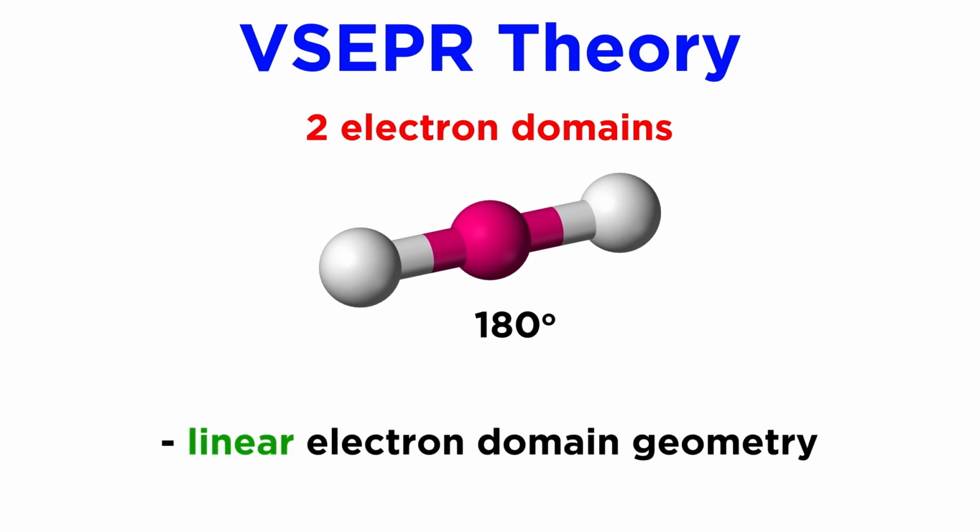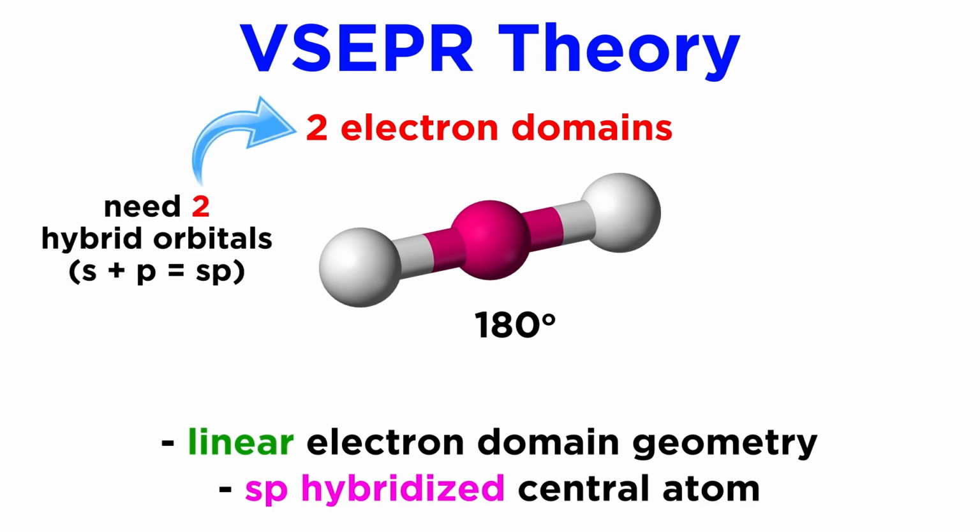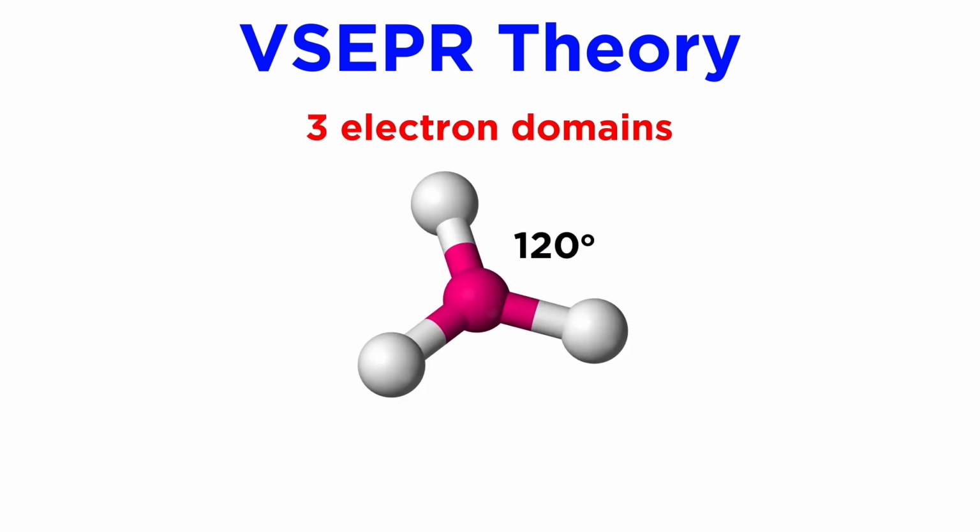This will be called a linear electron domain geometry, and we will call the central atom sp hybridized because it needs to hybridize one s orbital and one p orbital in order to make the two sp hybrid orbitals to accommodate this bonding pattern. We will explain this hybridization process in a little more detail in an upcoming tutorial. For now, just try to internalize the number of electron domains and correlate it with the number of orbitals that hybridize.